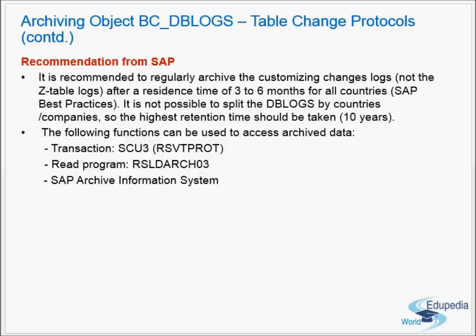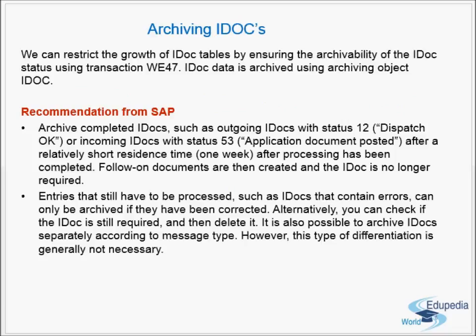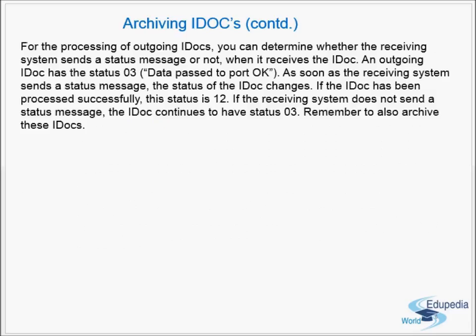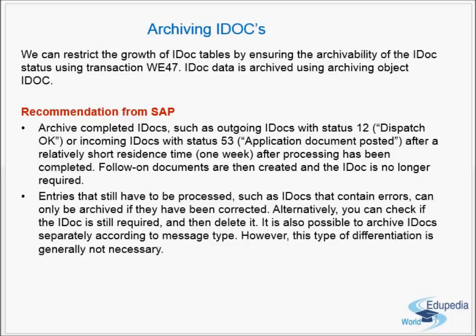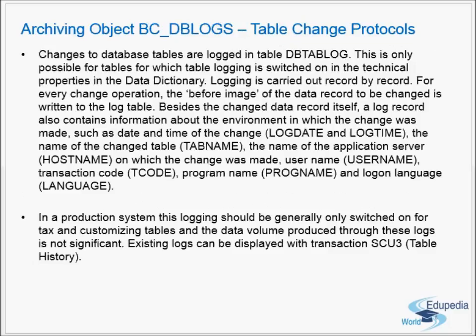So in this video 4A, we have started with archiving IDocs. IDoc is the object: outgoing, incoming, successful ones, status 12, 53 are archived. For the errored ones, please correct them or delete them, and status 03 outgoing ones also can be archived. The object name is IDOC, and WE47 is the T-code to view and change the status of IDocs.